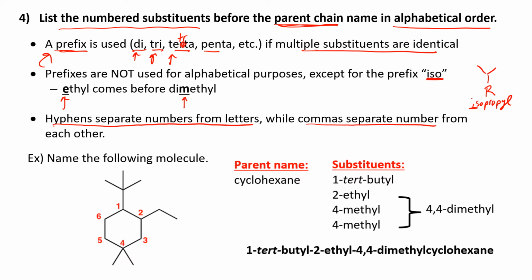So let's say we wanted to name the following molecule and put it all together. First we have to identify the parent chain. Well, the longest consecutive chain is the one that's in the ring. So it's 6 carbons in the ring, so we call that cyclohexane. Now let's look at each of the substituents. This is a complex substituent, and the common name is a tert-butyl. Tert-butyl. We have an ethyl. We have methyls.